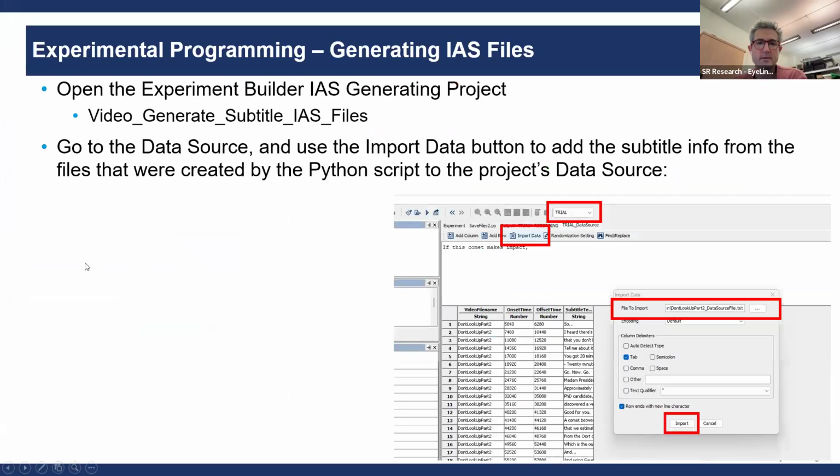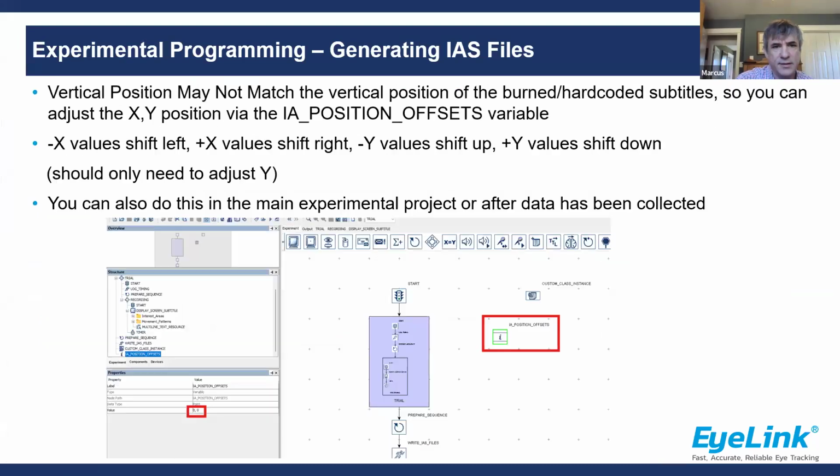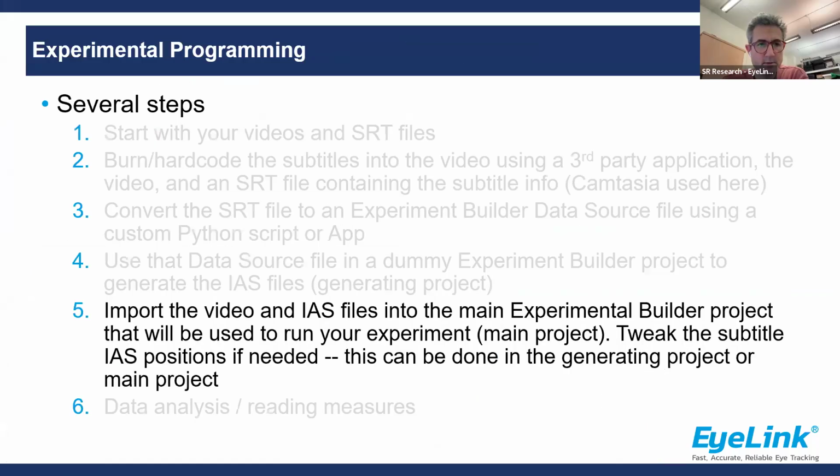Okay, so yeah, we've talked about all this. So let's go to the next step. The next step is to import the video and interest area sets into the main experiment project. So then you can collect data from your participants. So this is the project that you would test run, make sure it works, and then deploy. Then you can collect data from multiple participants.